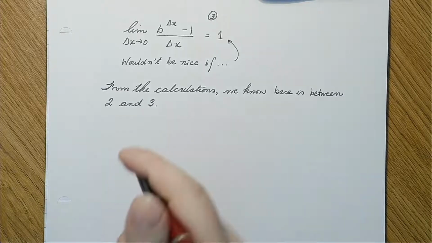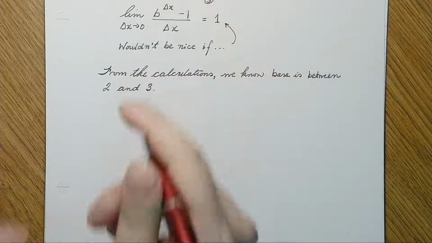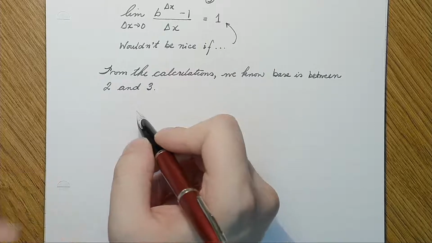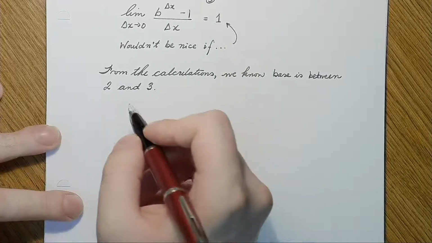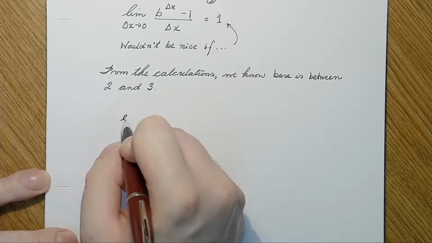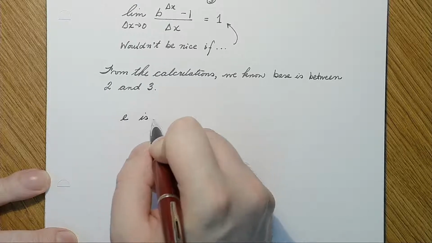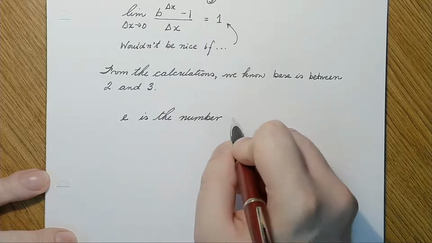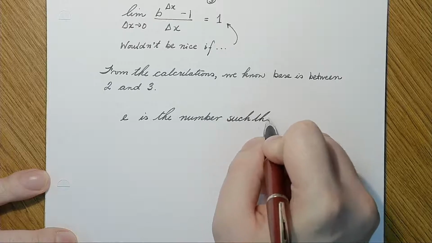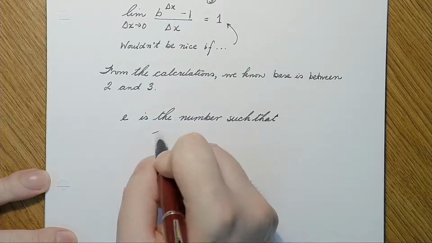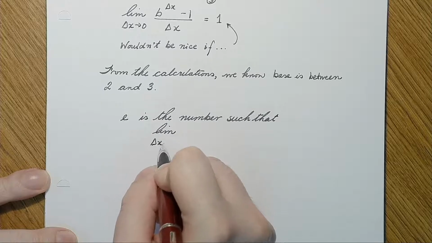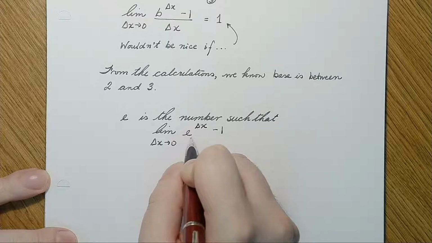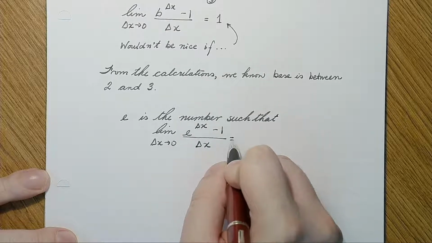Okay, there we go. So we know it's between 2 and 3, and this number is traditionally called e. So e is the number such that the limit as delta x goes to 0 of (e to the delta x minus 1) over delta x is equal to 1.